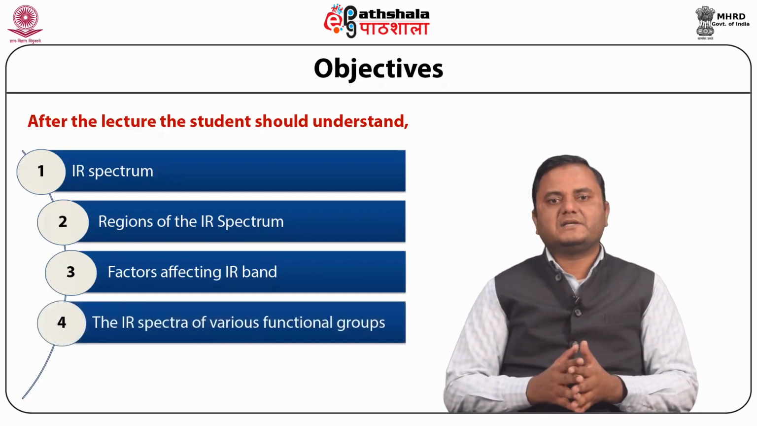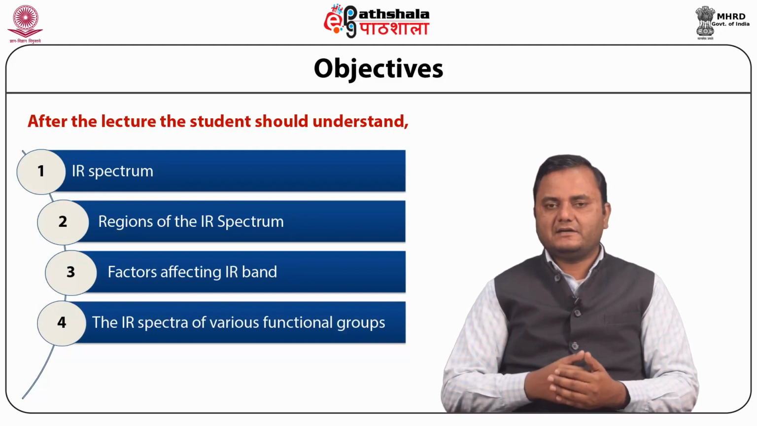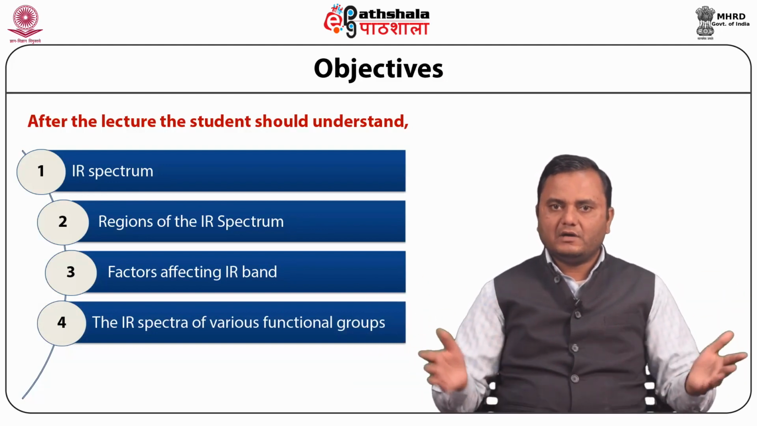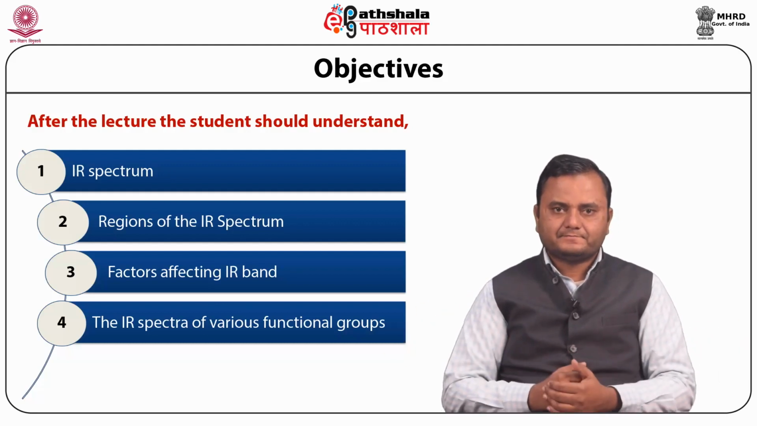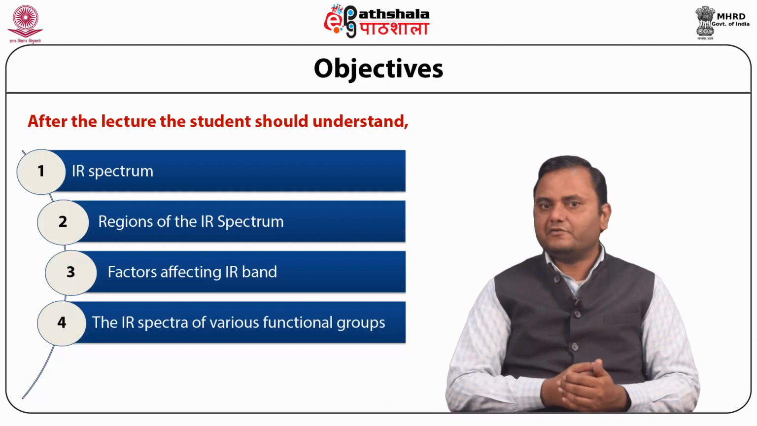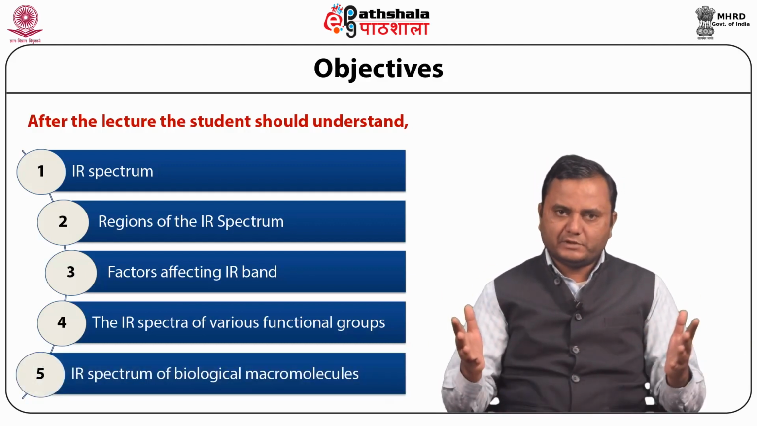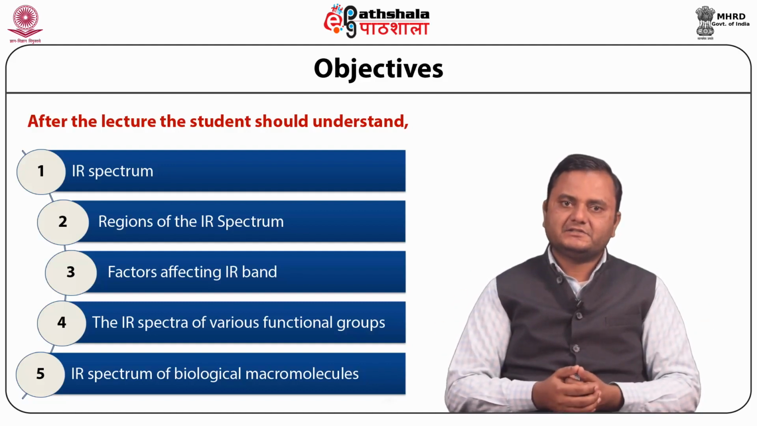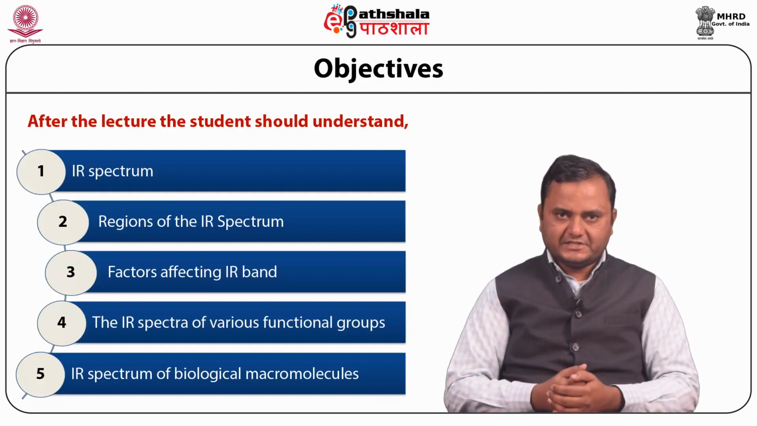And then IR spectra of various functional groups will be described in detail, like the alkane, alkene, alkyne, alcohol, amine, ester, like that. And finally, I will discuss detailed information about the IR spectra of the biological molecules such as protein, carbohydrate, vitamin, fats, fatty acids, lipids, etc.